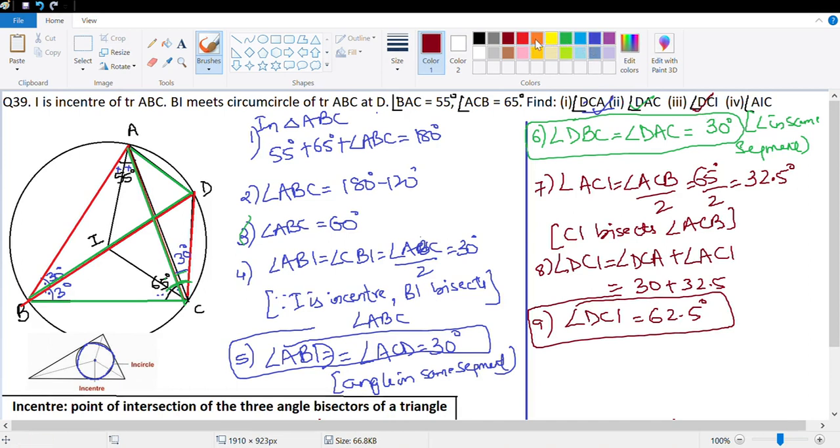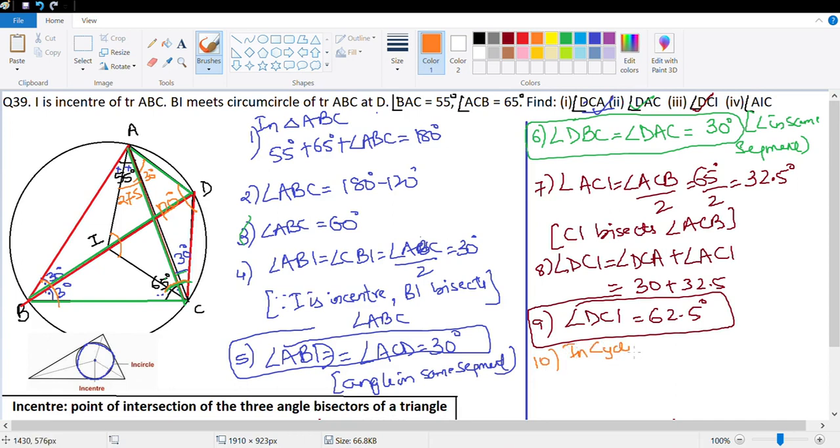Let's look at the last part of the question, which is angle AIC, which means I need to find this angle. Now let's look at the cyclic quadrilateral ABCD. If this angle is 60 degrees, then this angle obviously is 120 degrees. And this angle here is 62.5. This angle also we can calculate. This is 30. This will be half of 55, which is 27.5. Now we can look at the quadrilateral AICD. Let's write that down.